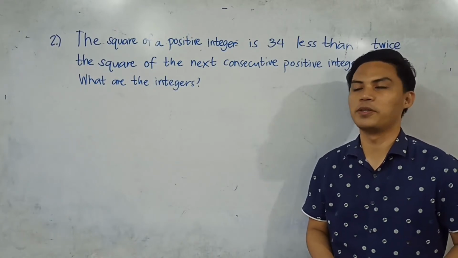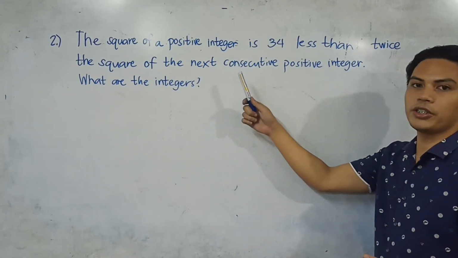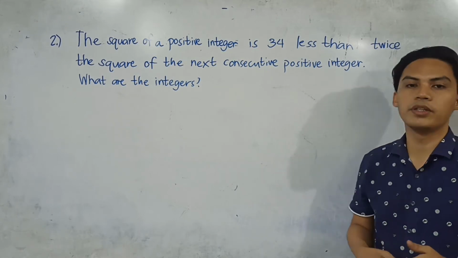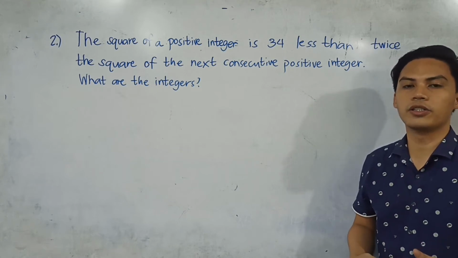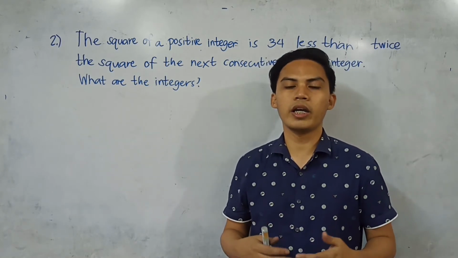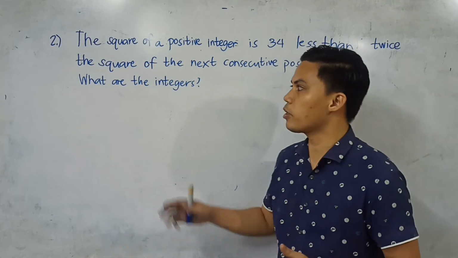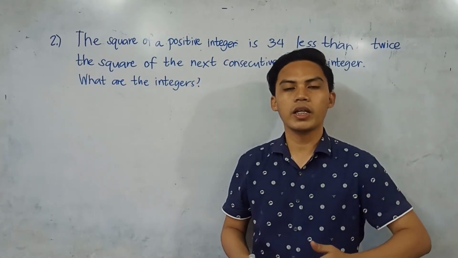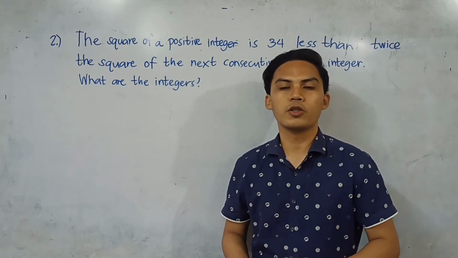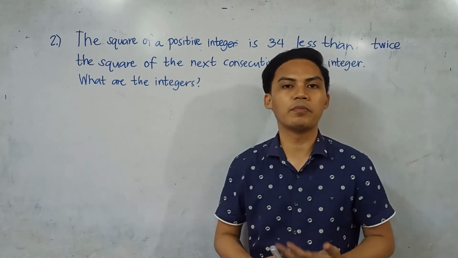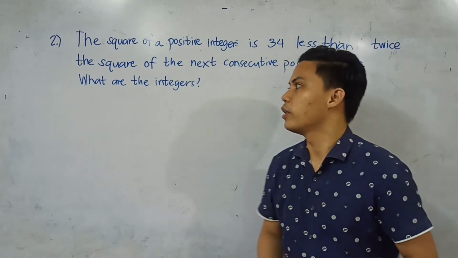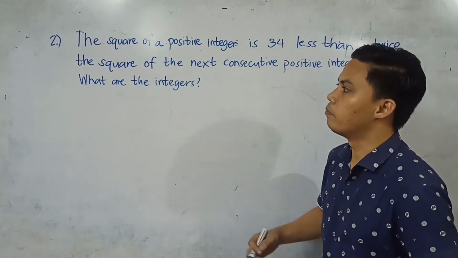Let's have another example. The square of a positive integer is 34 less than twice the square of the next consecutive positive integer. What are the integers? Again, the first thing that we need to do is to represent the problem. Now, I am encouraging the students, mahihirapan kasi tayo na mag-solve ng problems ng ganito pag hindi natin na-master yung translation of verbal phrases into mathematical phrases. So before you have this type of problems, make sure na na-master nyo na yung concept na yun. Okay, let's represent the problem.